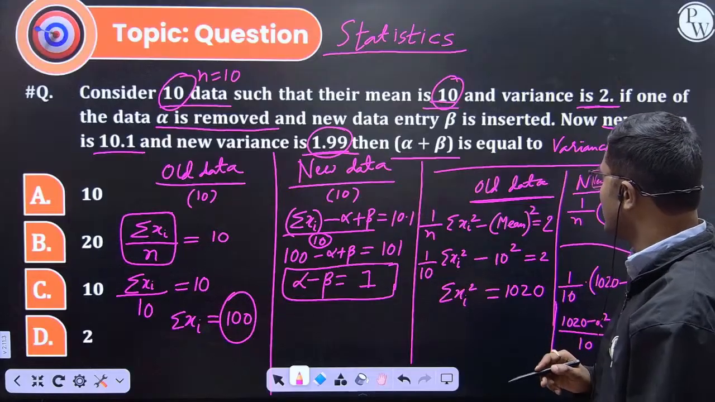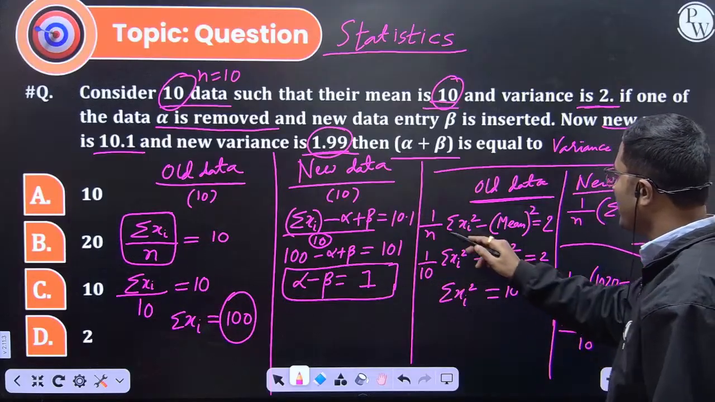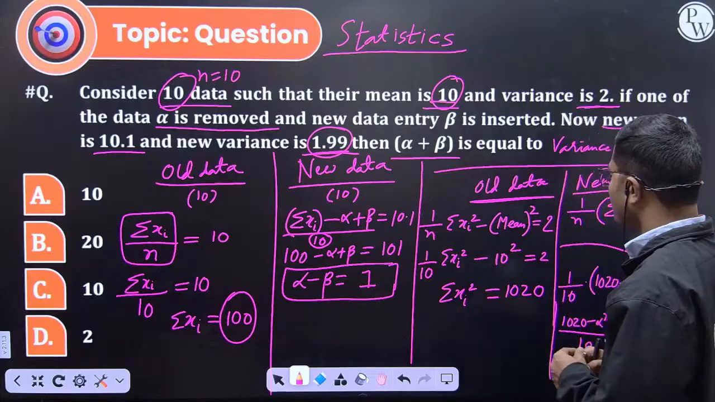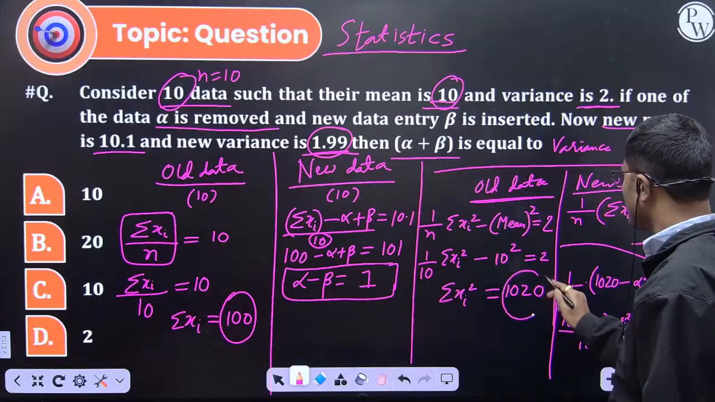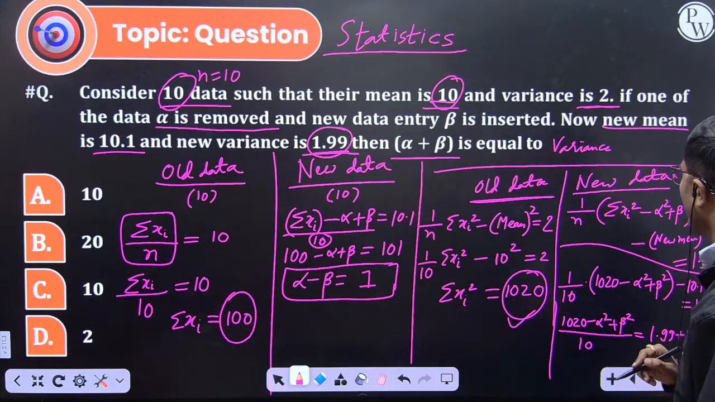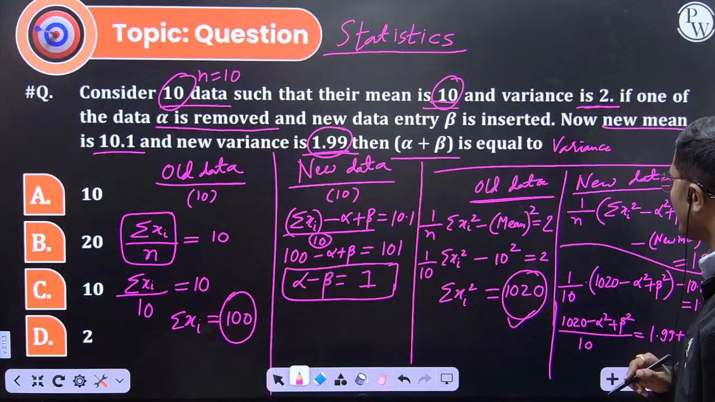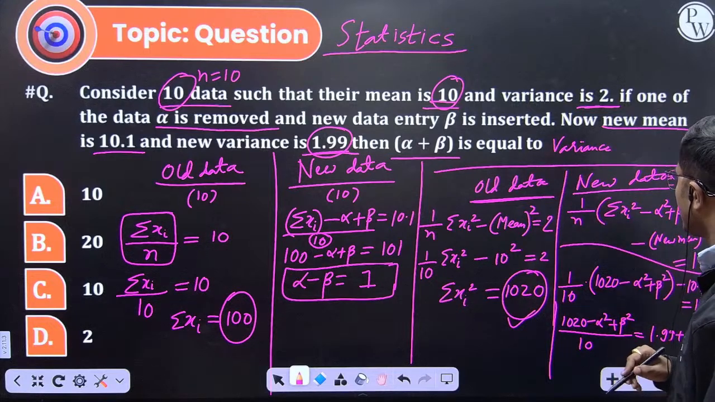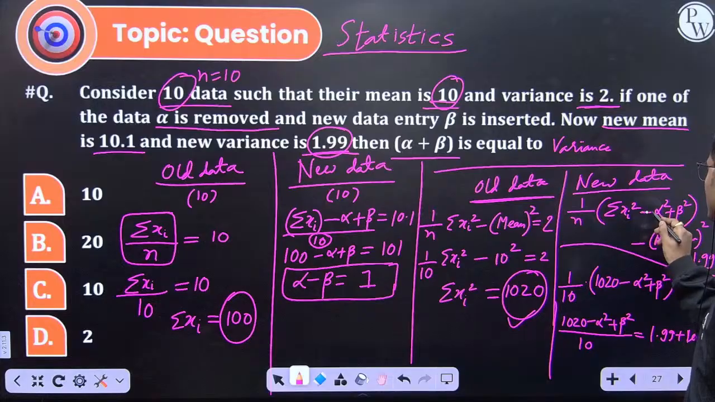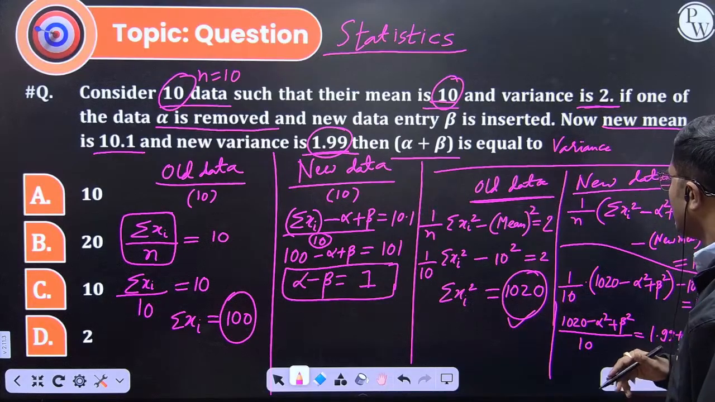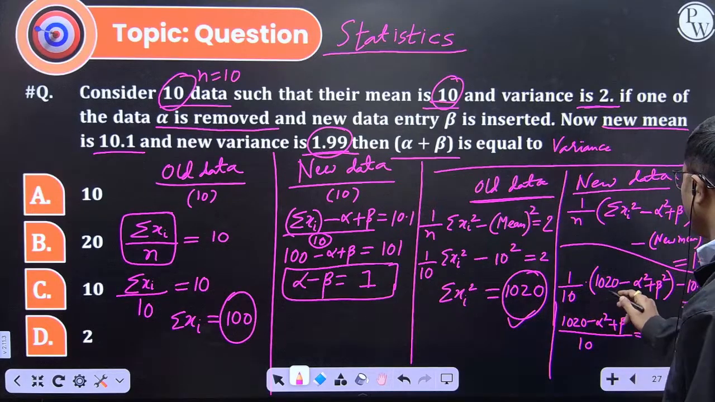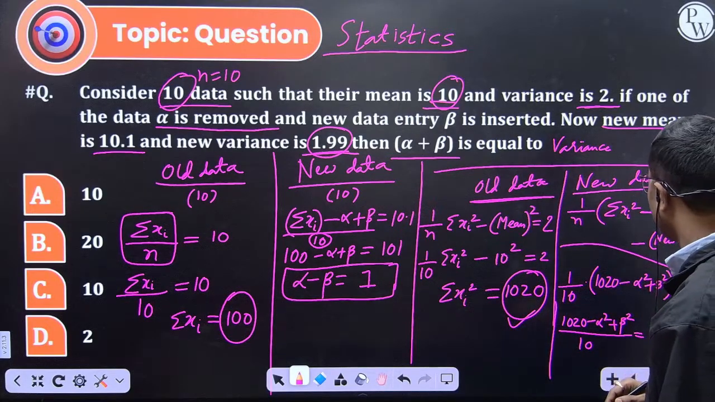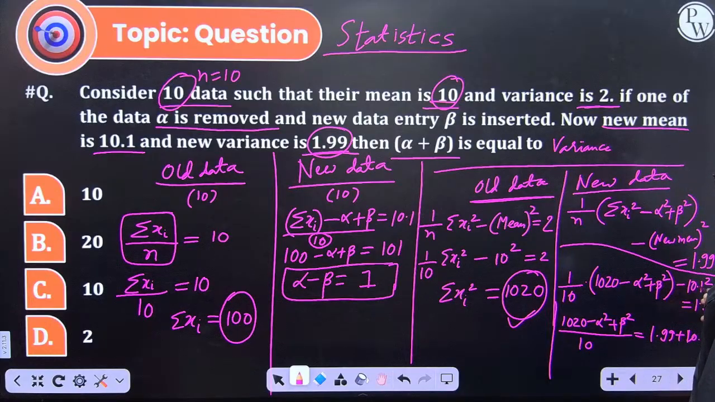What is the variance? Old variance is 2. So 1 by 10 into sigma xi square minus mean square. So sigma xi square is 102 into 10, 1020. This is correct. Come to the new variance. Okay, 1 by n into sigma xi square, and we have to subtract alpha square and add beta square, and the new mean we already know. So that is 1.99. So how much do we get here? Sigma xi square is 1020 minus alpha square plus beta square, minus 10.1 square, is 1.99.